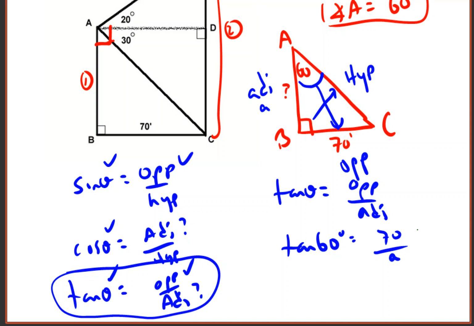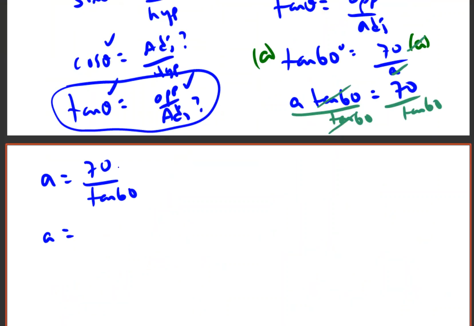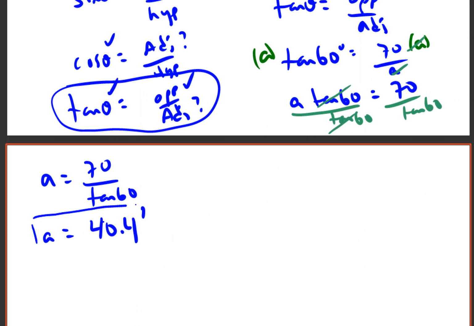Then we need to solve. Since we want A on its own, we're going to get it out of the basement, so we multiply both sides by A. We're left with A tan 60 equals 70. Then we want A on its own, so we divide both sides by tan 60, and the tan 60s go away, just like the A's went away here. I rewrote it: A is equal to 70 over tan 60, and so A is equal to 40.4. We have to go back to our units: this was 70 feet along the bottom, we're using feet, so it must be 40.4 feet.